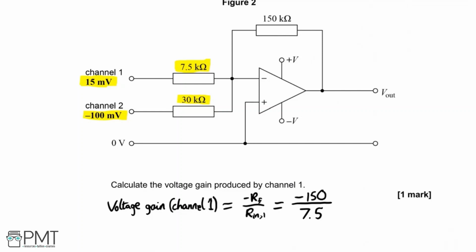Now here you could write your values in ohms and write 150,000 over 7,500, but the kilo ohms or the thousands would cancel, so you'd end up with 150 over 7.5 anyway. So we end up with a voltage gain of minus 20, and that doesn't have a unit because we've divided a value in ohms by another value in ohms. So your mark would be for correctly calculating this value.